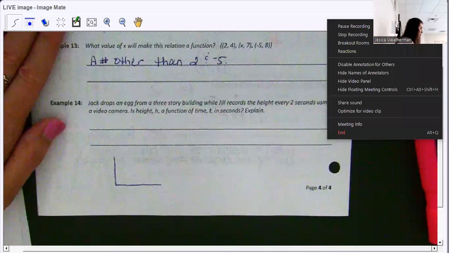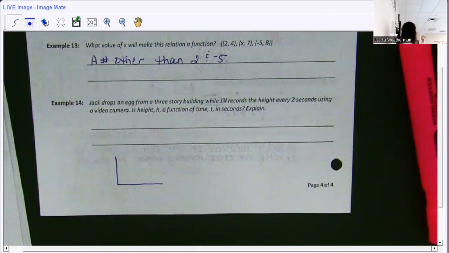All right, so does the height depend on the time? So does the height of the egg in the air depend on how long it's been in the air? Or does the time that it's in the air depend on the height it's at? Ooh, we've got a debate. Okay, we're gonna pause the video for a minute.